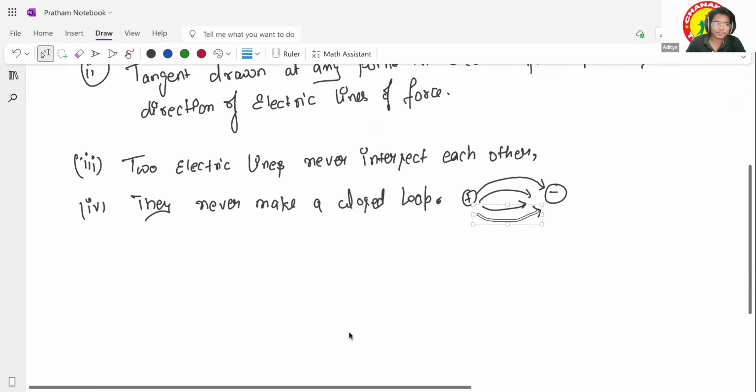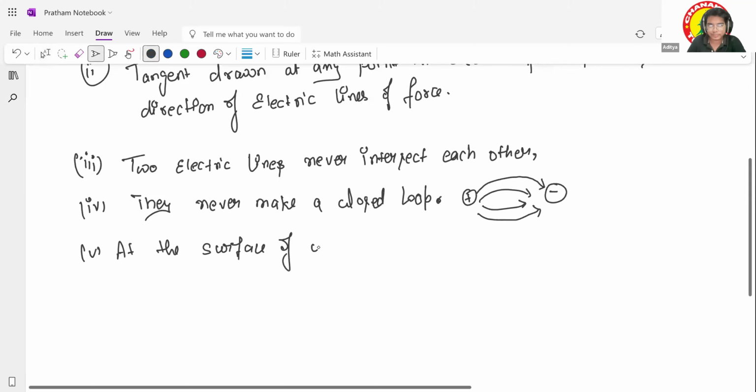One more thing: at the surface of a conductor, the lines start normally. They originate normally, or terminate normally.